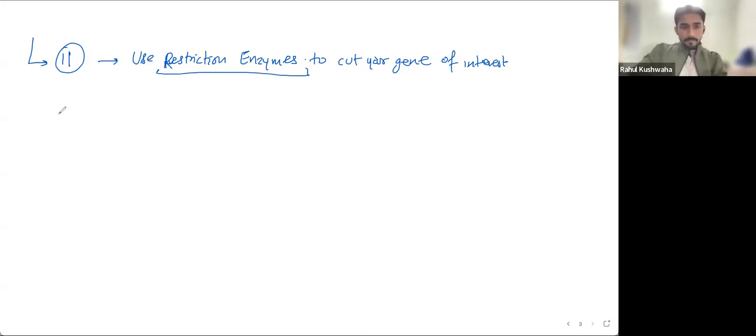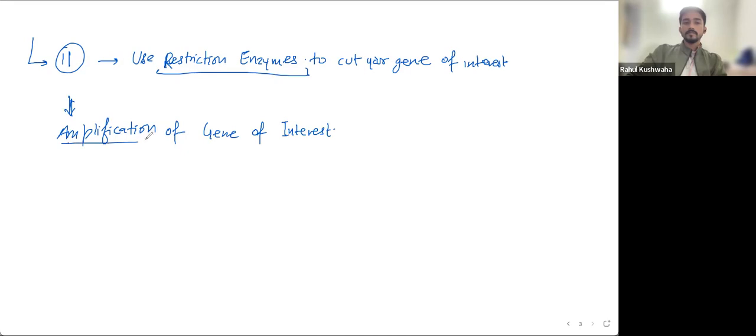Okay, but there is a process in between, which is known as amplification. Sometimes we would like to amplify our gene of interest. Amplification of gene of interest is done through a process called PCR. PCR stands for polymerase chain reaction.